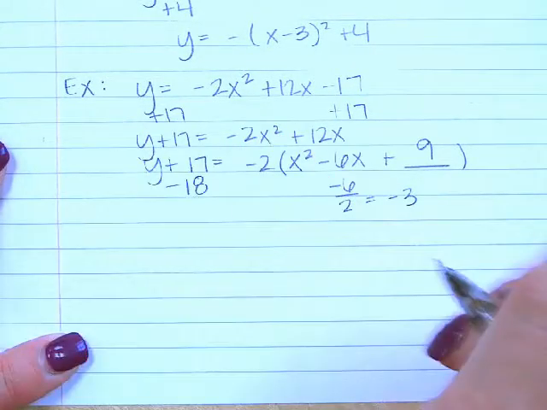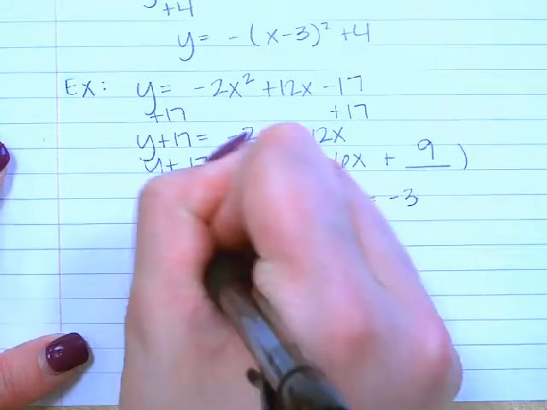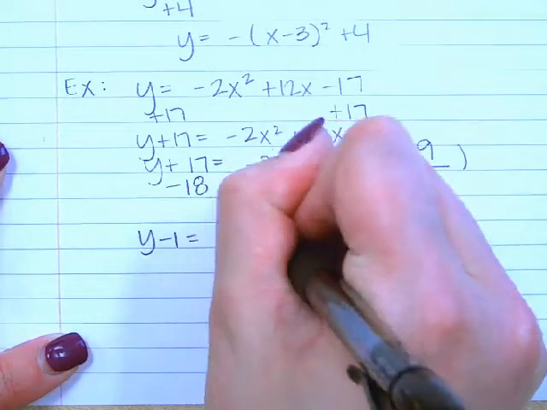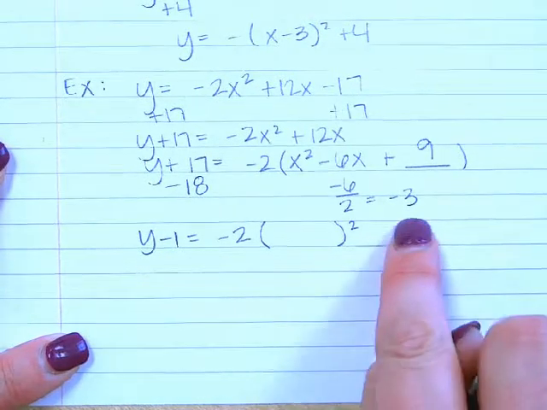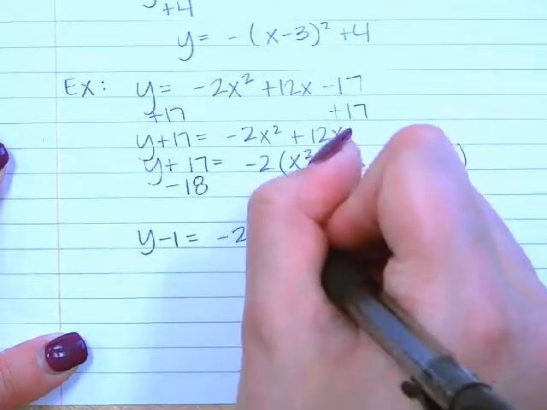So I have y minus 1 equals negative 2 times something squared. And in the parentheses, I would have x minus 3.